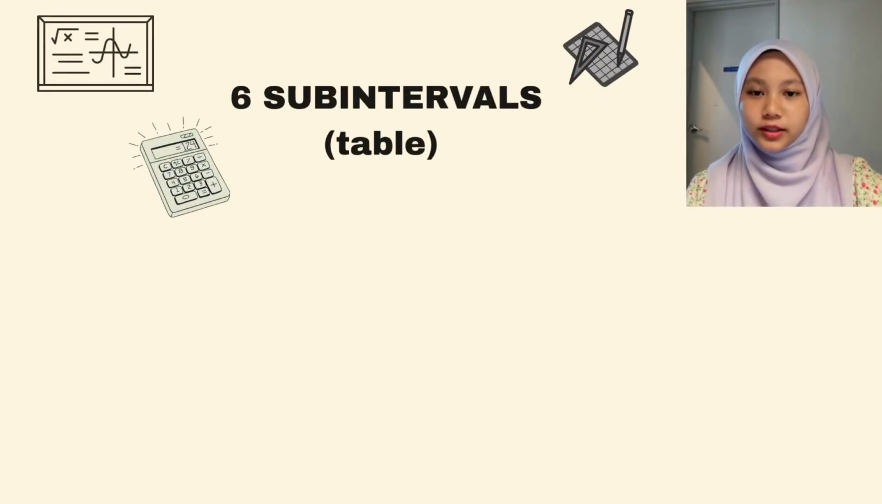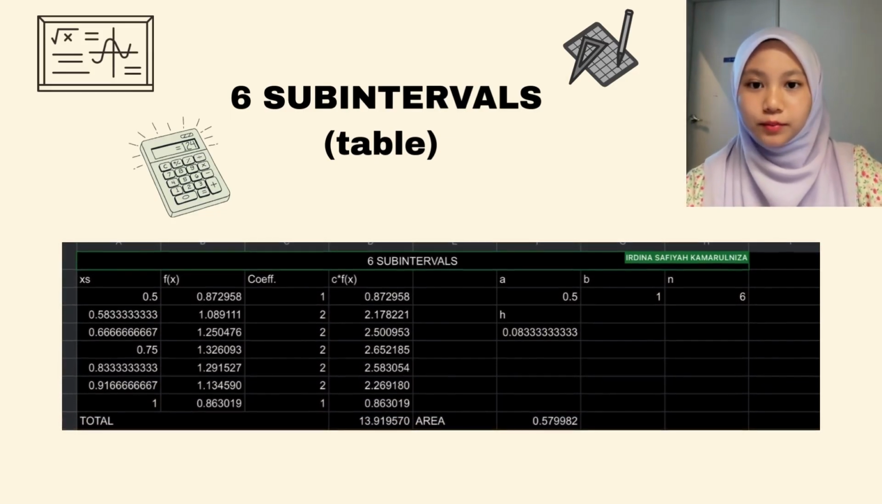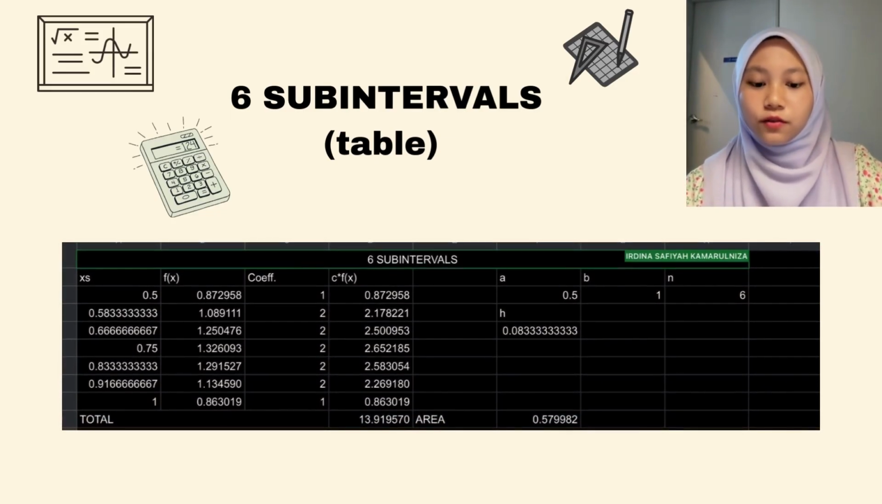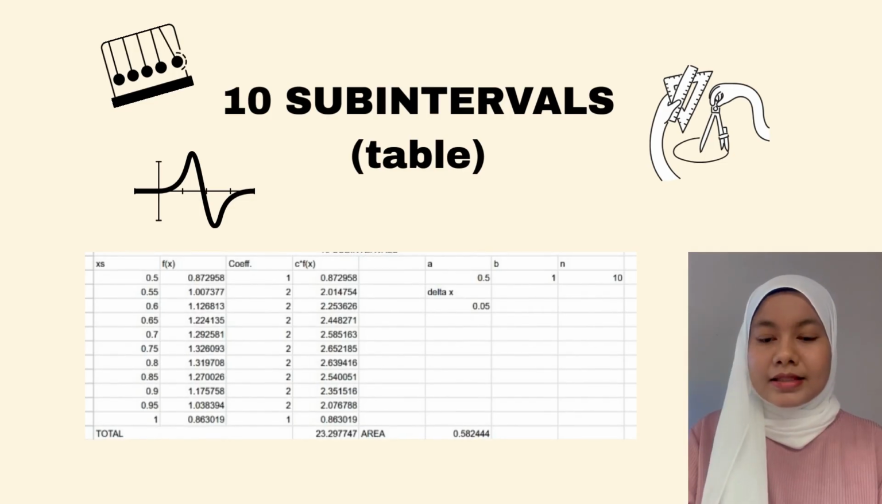So this is our table for 6 subintervals. Then we fill out all the columns in the table. Then we multiply 1/2 with the sum of the coefficients times f(x) and with the value of h to estimate the area bounded by the curve, which is 0.579982 units squared.